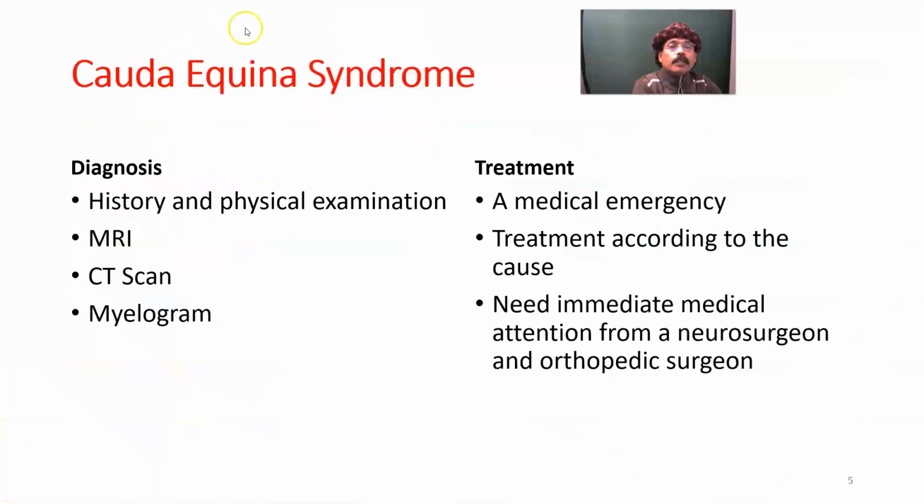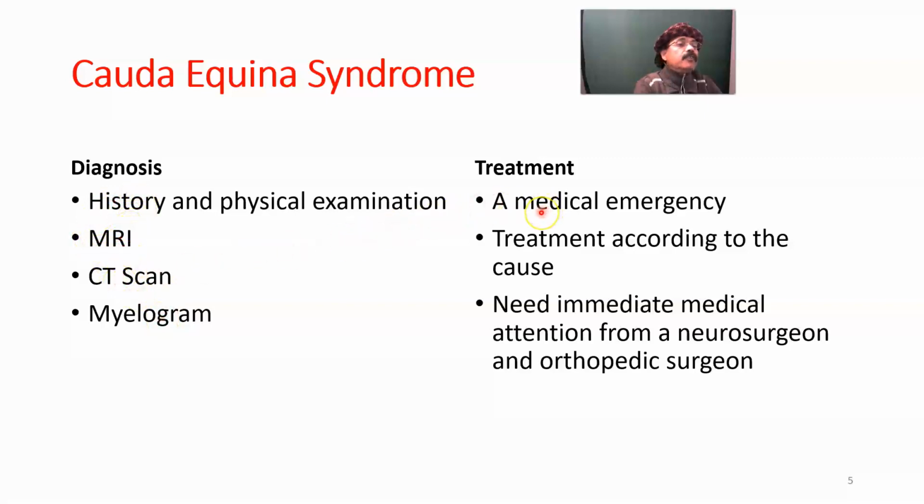So how can we diagnose Cauda equina syndrome? The diagnosis is by history and physical examination. This is very important. MRI specifically to localize the lesion of the nerve. CT scan for any bone changes, that will give a better idea. Myelogram for any compression of the lower part of the spinal cord, especially in the conus medullaris area. So history, physical examination, MRI, CT scan are very important.